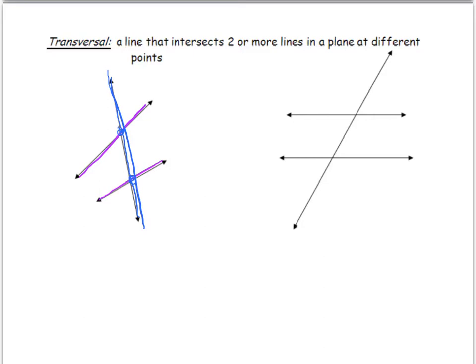A classic example, and one that you're probably going to see more often, is one that looks like this. I'm going to give you two parallel lines, and I'm going to give you a line that cuts through it. This line is cutting through at 2 different points. That makes it the transversal. But what's going to be special about this are the angles that are going to be formed. So your angles that are going to be formed at these crossing points are actually going to have some relation to each other when you make them parallel. So a transversal is a line that cuts through 2 or more lines at different points.